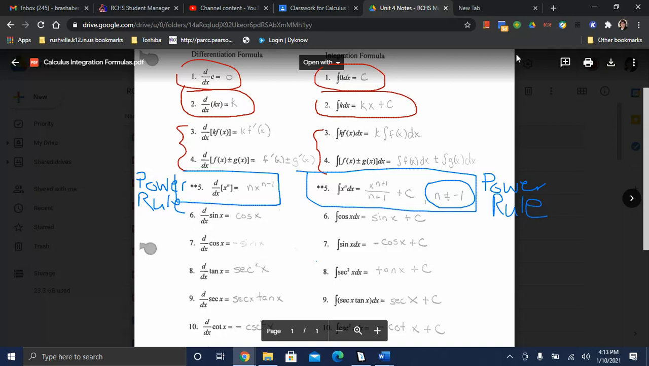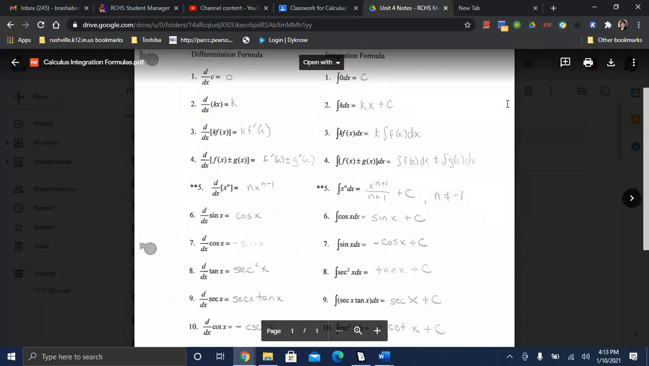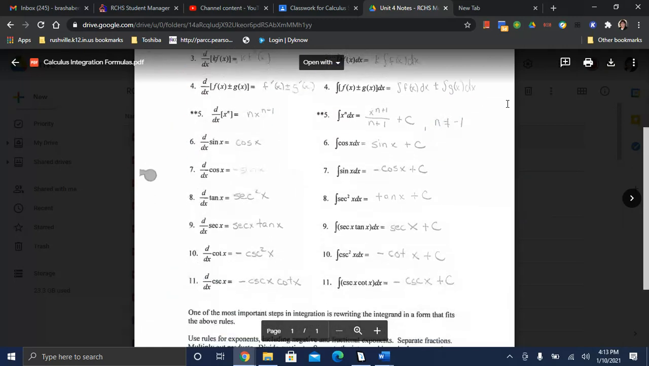And then your remaining rules are related to the derivatives. So hopefully you can get those derivatives back in your memory, because I think you'll need those in order to be able to come up with the integrals. So I'm going to clear the ink and scroll up just a bit so that you can see all of the trig ones.